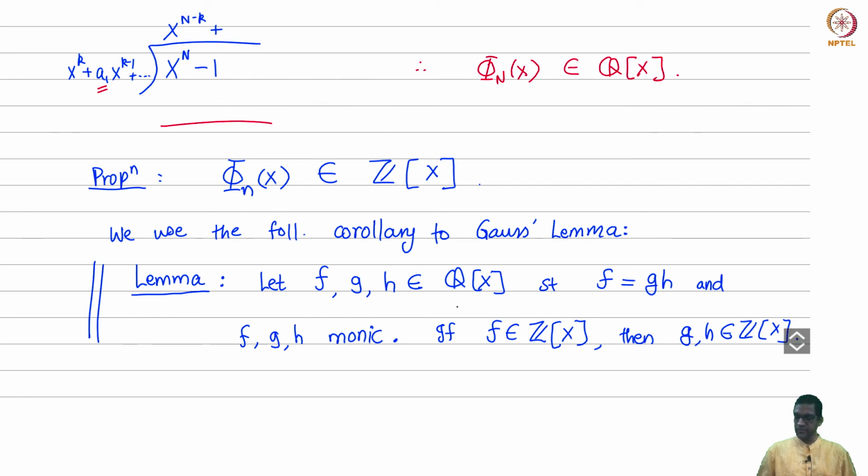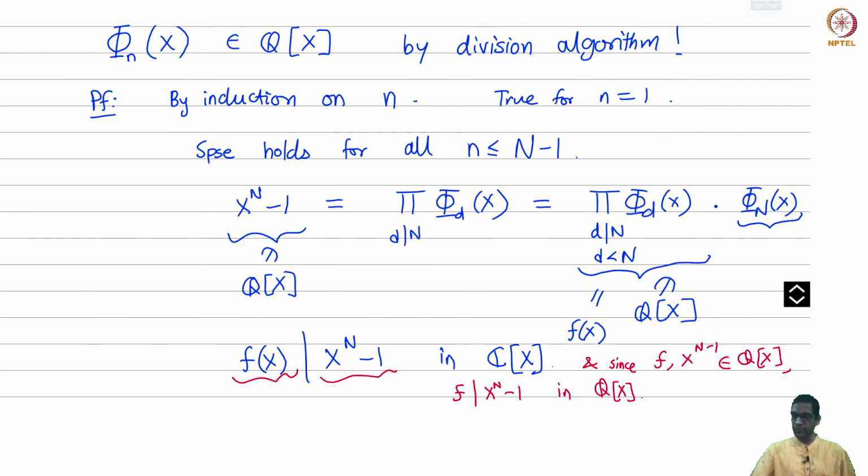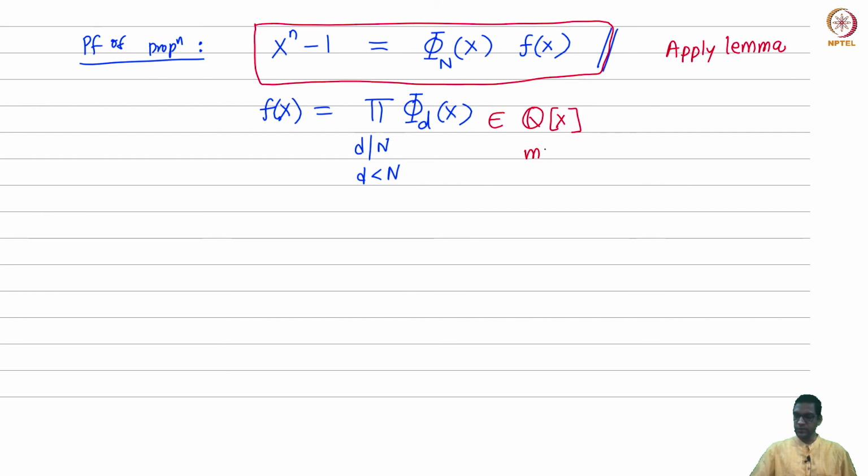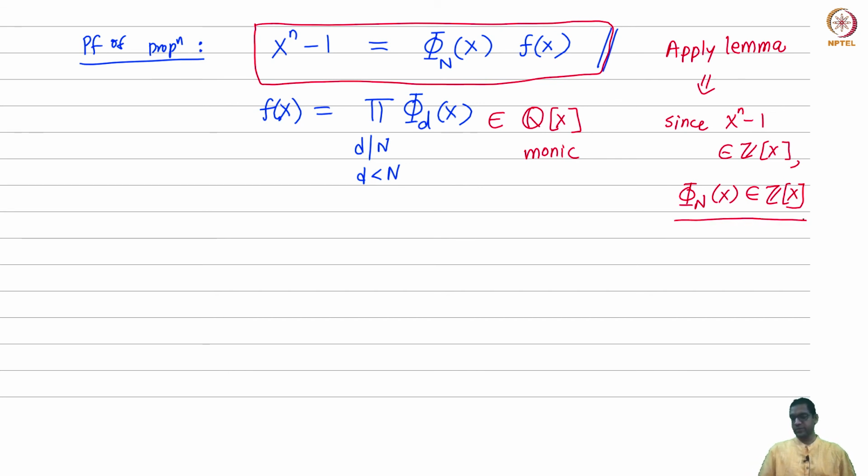The lemma says that if I can write f as g times h where all three are monic, and that's exactly what I can do here, right? So x to the n minus 1 is monic, phi n is monic, f of x is monic. The fact that it is monic is just from the definition. All of them are in Q[x]. That's the bit I just proved by induction, and so by the lemma, since the left hand side x to the n minus 1 has integer coefficients, therefore phi n of x and f of x both have integer coefficients. But I'm only interested in phi n if you wish. So that completes the proof. Just a simple application of Gauss's lemma.